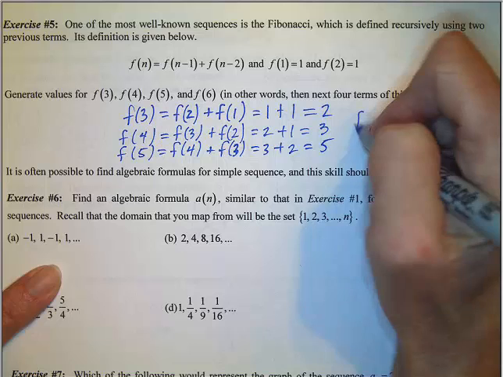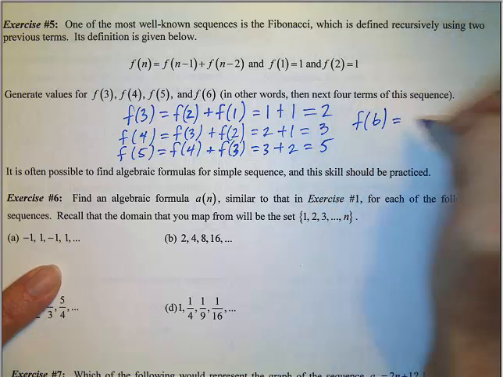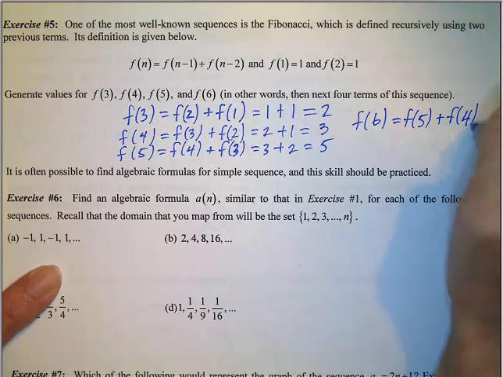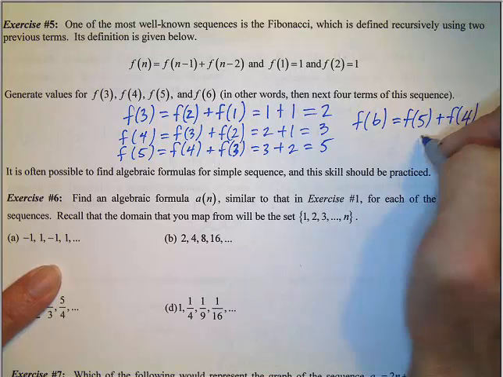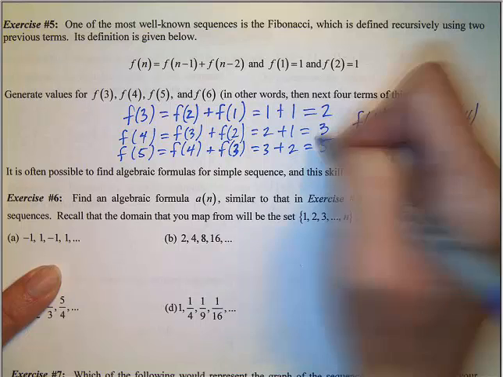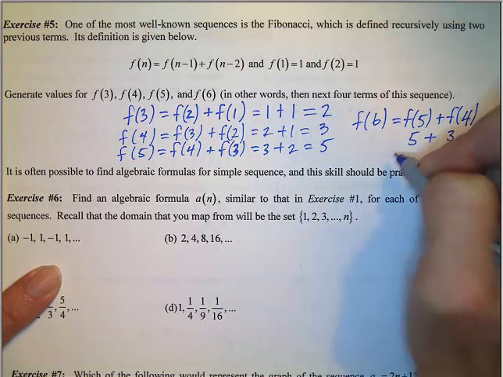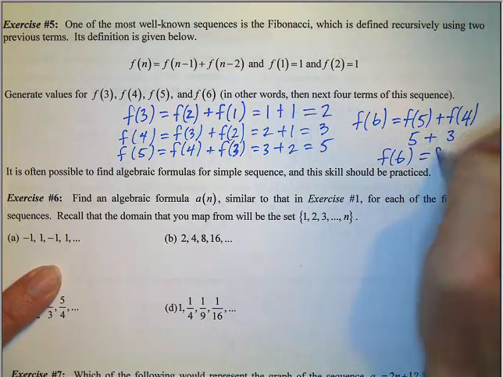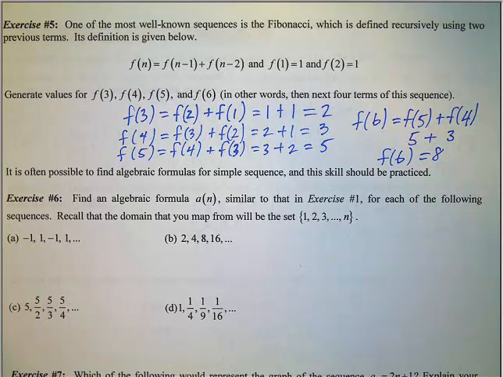And the last one, f of 6, equals the previous term, f of 5, plus the one before that, f of 4. So we just found f of 5 to be 5, and we found f of 4 to be 3. So f of 6 equals 8. That's a tricky one, so you have to know how to read the recursive formulas.